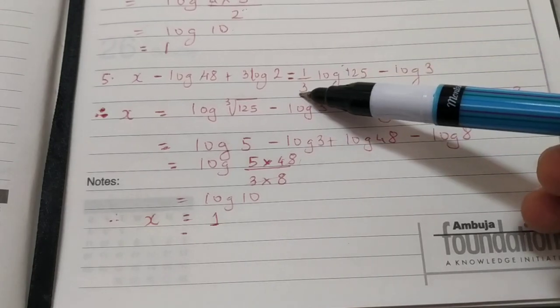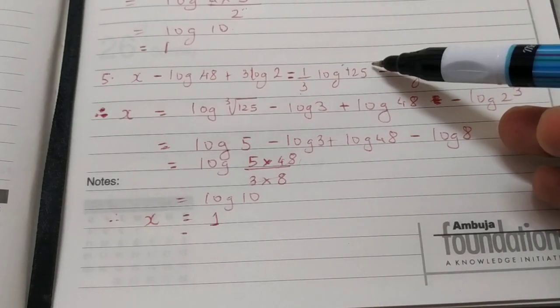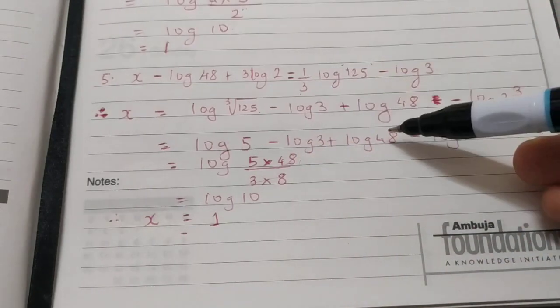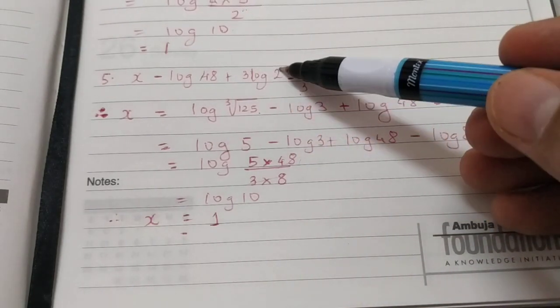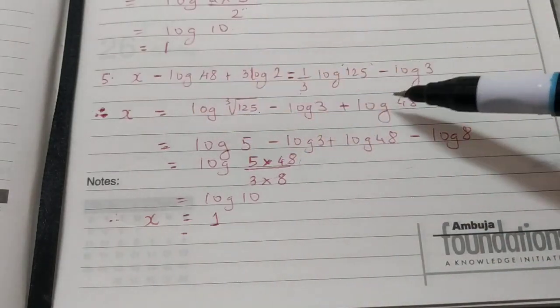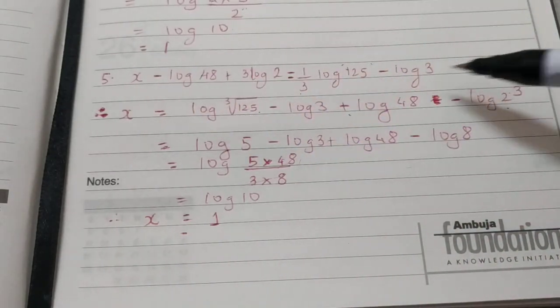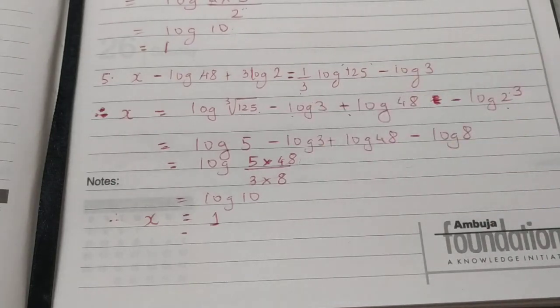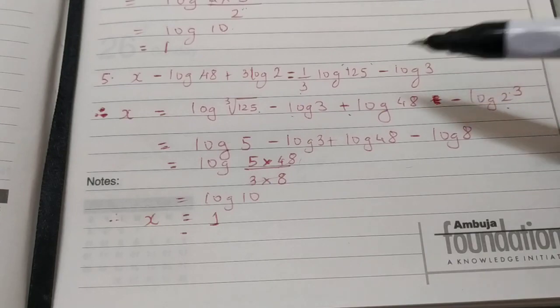1/3 will become a power of 1/3, that is cube root of 125. 3 will also become a power of 2, that will become 2 cube. So I wrote that here. Minus becomes positive here and positive becomes minus here. So I wrote these terms. The order doesn't matter. Now simplify it.